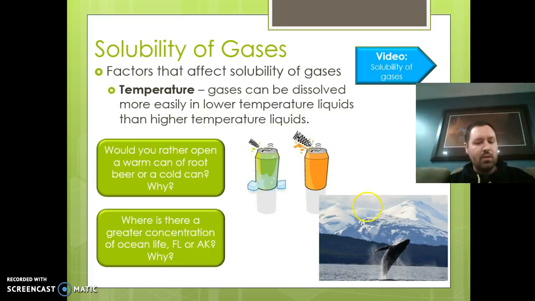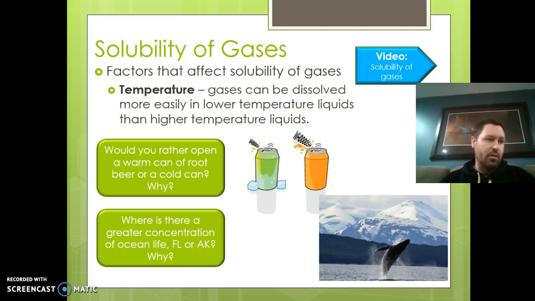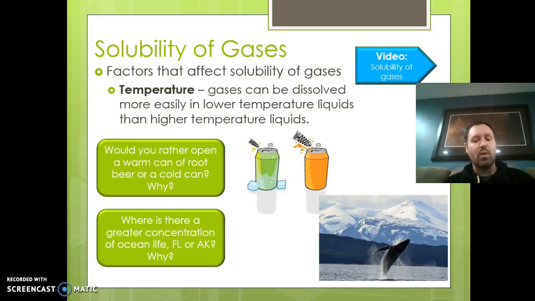It's the same thing in the ocean. Why is there a greater concentration of ocean life? Where would you find it, in Alaska or Florida? A lot of people think, oh, Florida, I've been there before. No, no, no. You'll find a lot more ocean life in Alaska. And the reason is because the water is colder. And since the water is colder, you can dissolve more oxygen in the water. So colder water dissolves more oxygen.